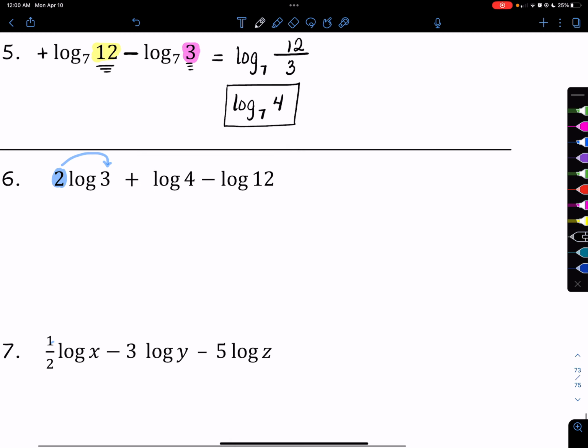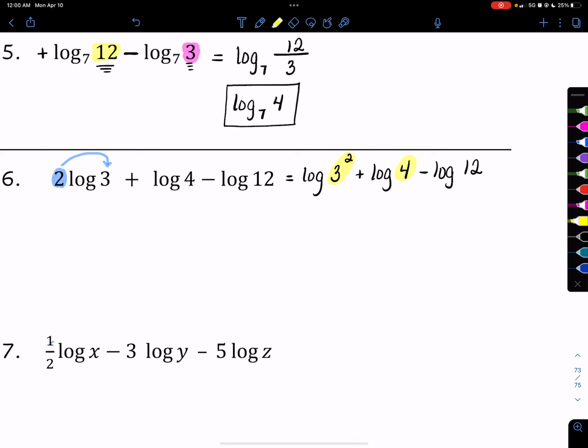So I will have log base 10 of 3 to the second power plus log base 10 of 4 minus log base 10 of 12. Okay. 3 squared will be in the numerator because there's a positive up here. And 4 will be in the numerator. And then 12 will be our value in the denominator.